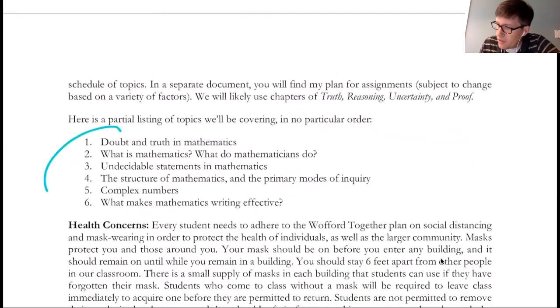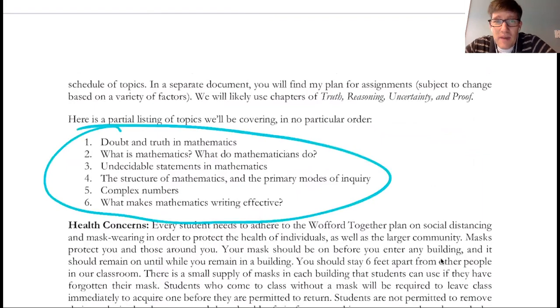These are awesome. Doubt and truth in mathematics. What is mathematics? We're going to do that on the first day of class, and we'll keep returning to that as we go. Undecidable statements in mathematics, which are super cool and super weird. The structure of mathematics and the primary modes of inquiry. Again, that's one of your big assignments.